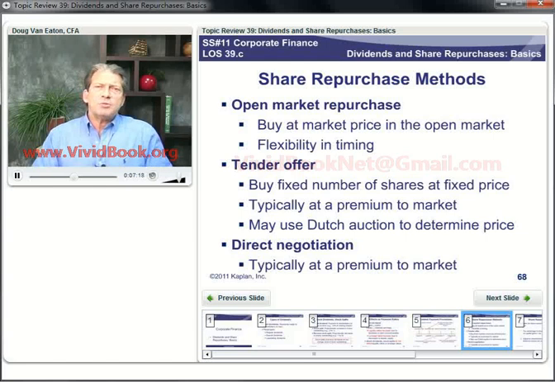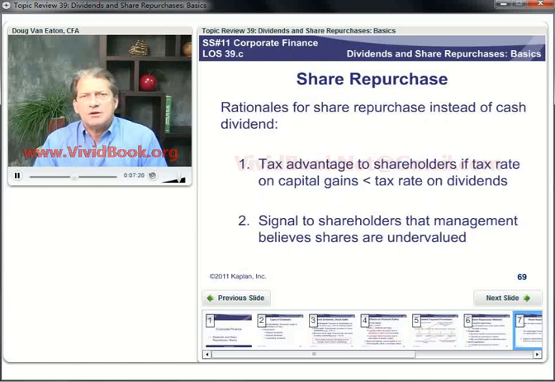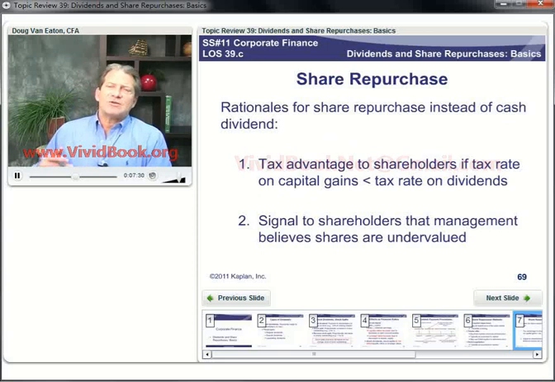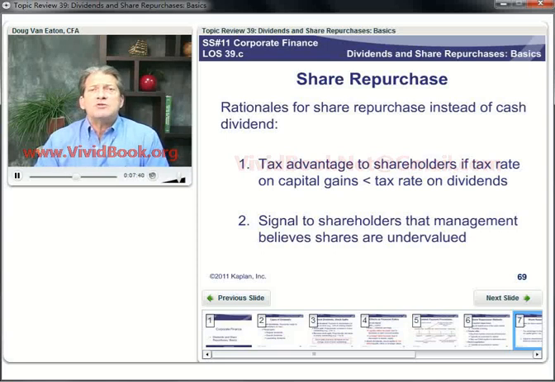So why do they repurchase shares instead of issuing cash dividends? Well, one, there may be a tax advantage to shareholders. If the tax rate on capital gains is less than the tax rate on dividends, then this is a more tax-efficient way to return money to shareholders. The other thing share repurchases do is they send a signal to shareholders that management believes the shares are undervalued. If the management of a company sees their shares trading at what they think is a very attractive price, then it makes sense for them to buy those shares at that price.